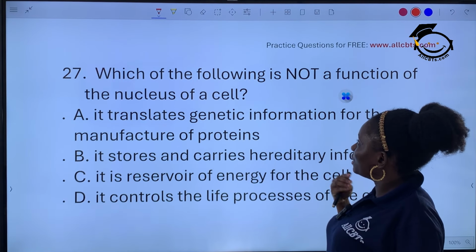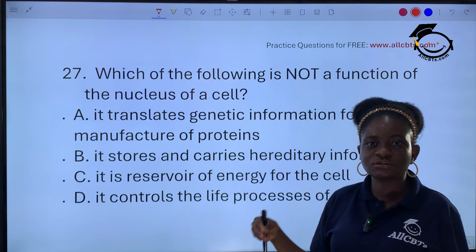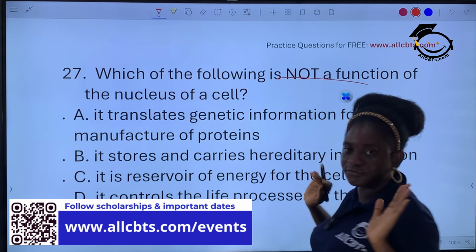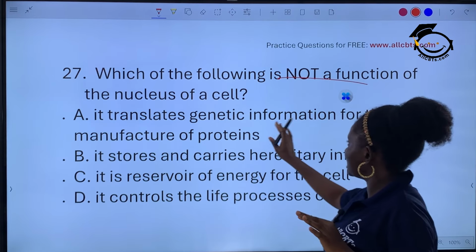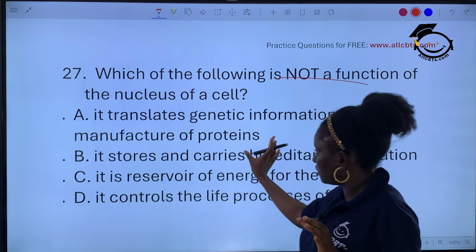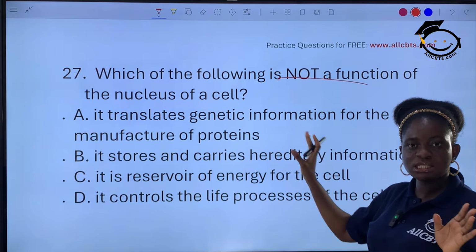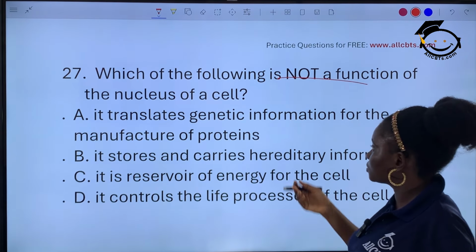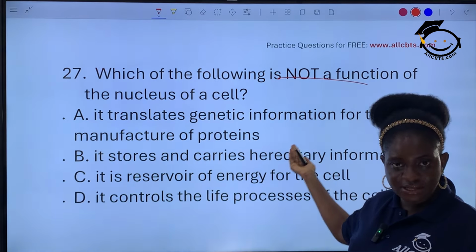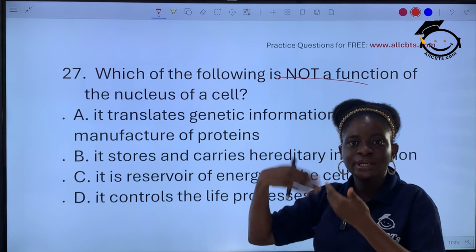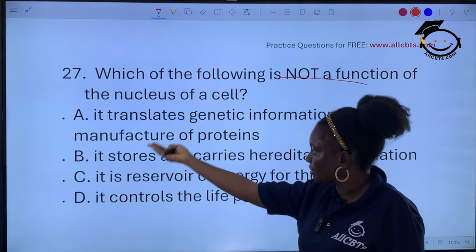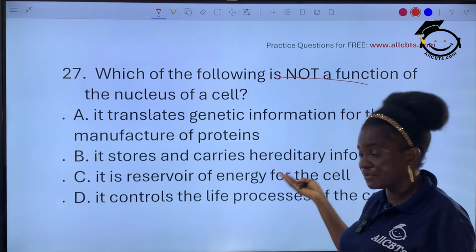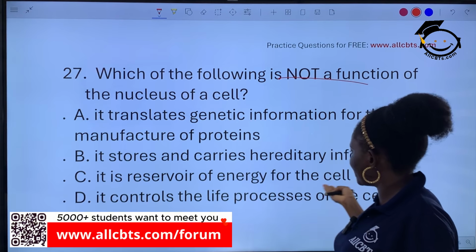Question 27. Which of the following is not a function of the nucleus of a cell? A, it translates genetic information for the manufacture of proteins. Is this a function of a nucleus? Yes, it is the DNA. So it translates genetic information for the manufacture of protein. B, it stores and carries hereditary information. That's a function of a nucleus. C, it is a reservoir of energy for the cell.